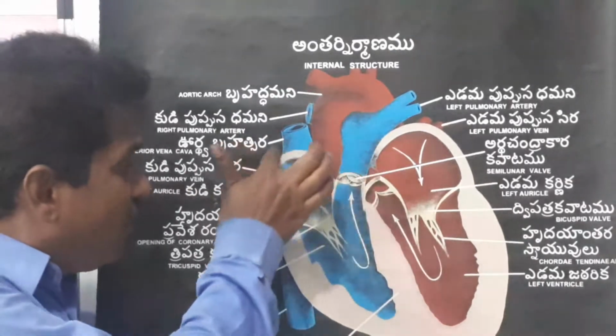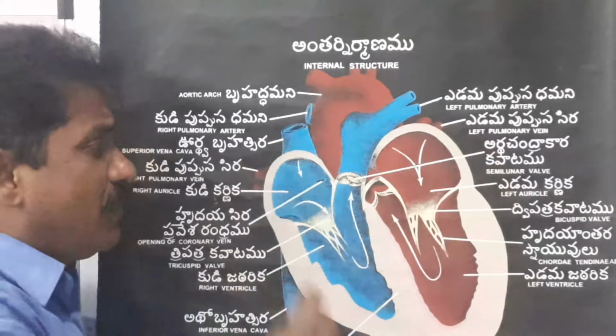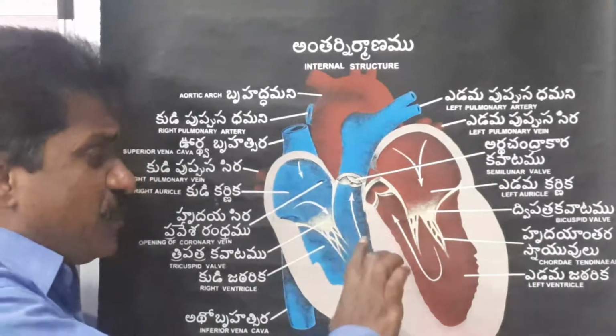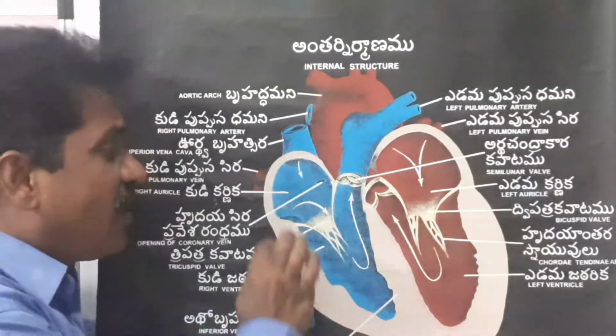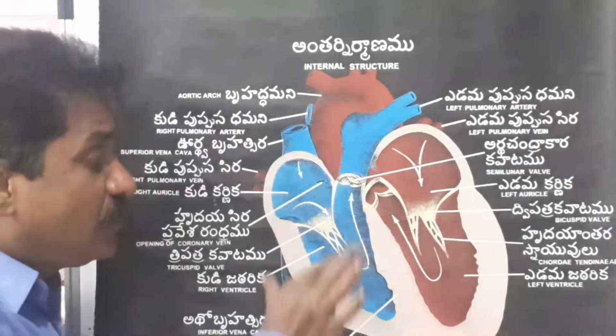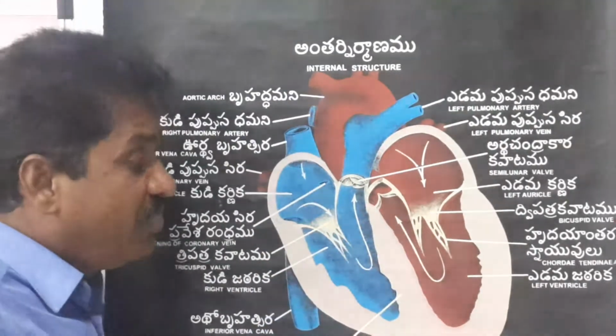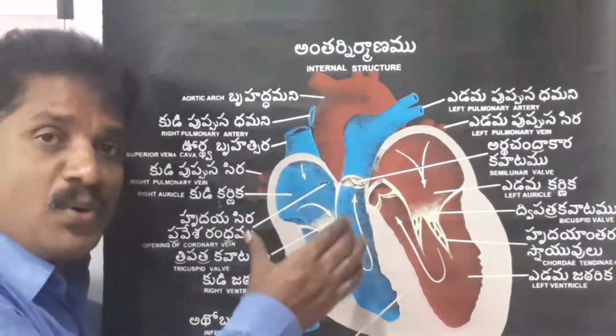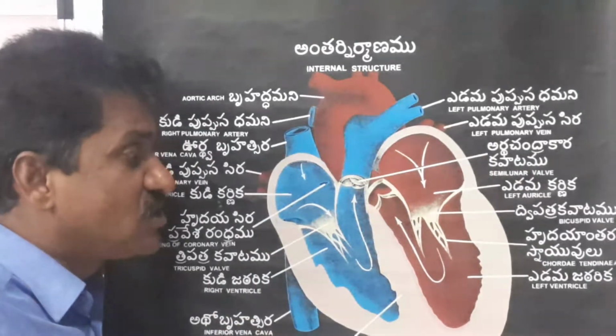Heart is covered by two pericardial membranes. The space in between the two pericardial membranes is filled with pericardial fluid. That pericardial fluid protects the heart from mechanical shocks.